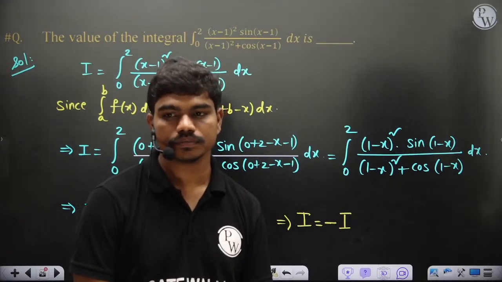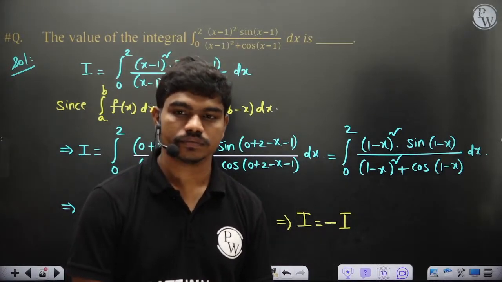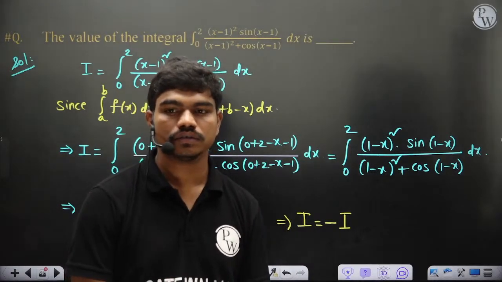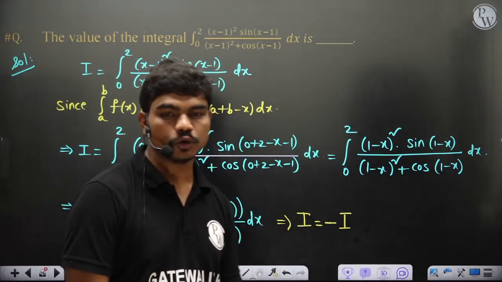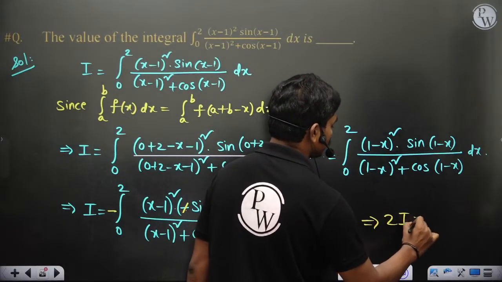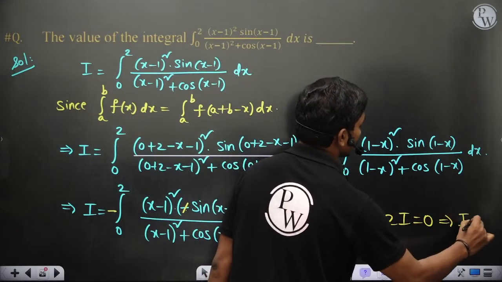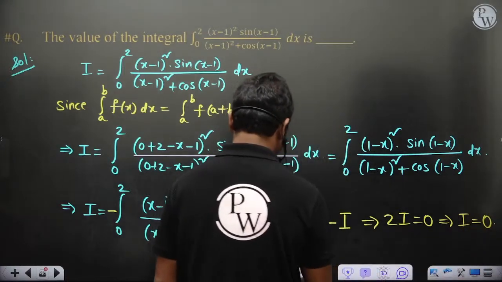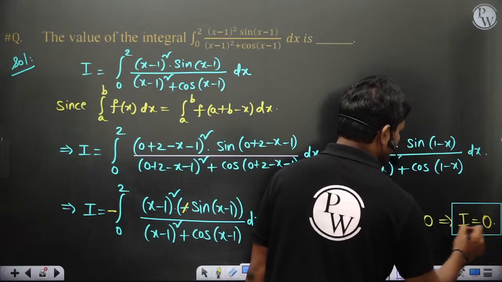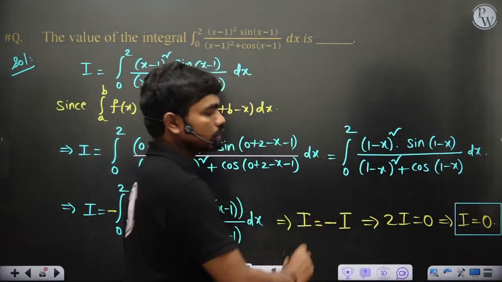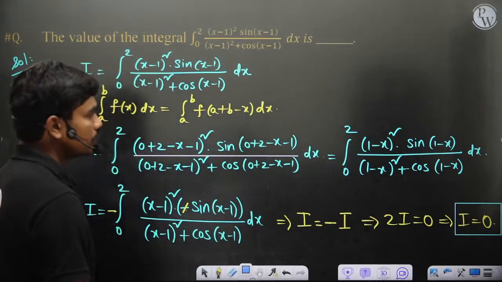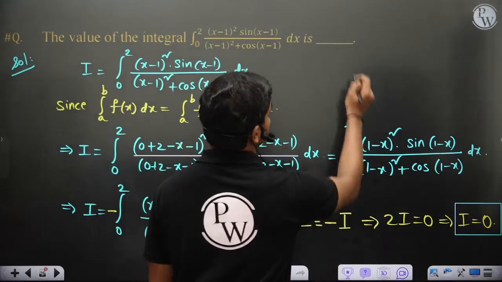Okay, fine. So please type in the chat box. Can I do this? So which means this ultimately tells you I is equal to 0, of course. Okay, so that's what we have. I is equal to 0.